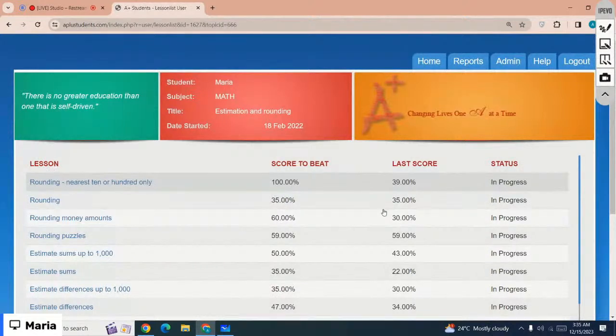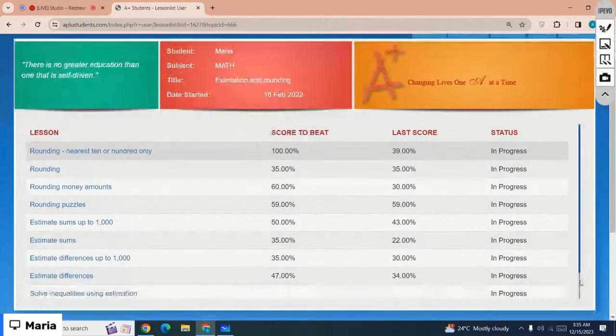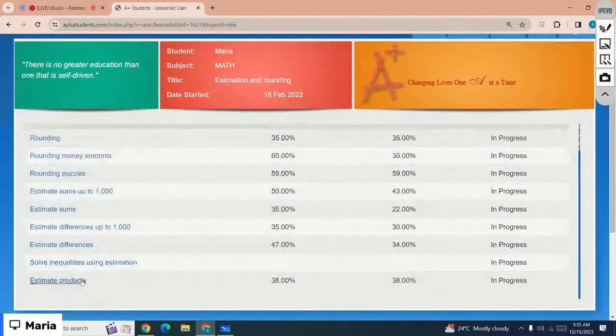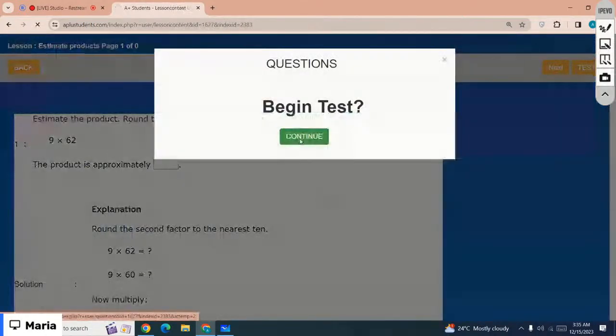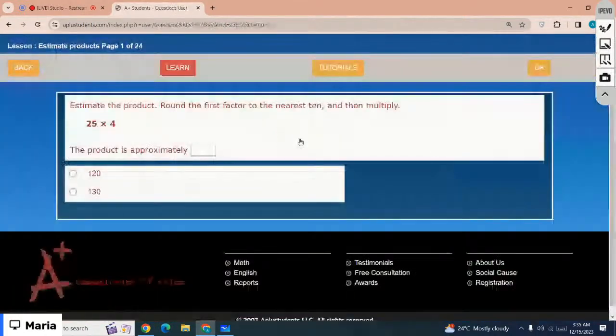Okay, let's just estimate the products now. You need to estimate the products exactly the same way we did the sums estimation, estimate sums and differences, right? Just estimate both the numbers first and then you need to find their product, right? The first example is estimate the product, round the first factor to the nearest 10 and then multiply. Only the first factor you need to round off, right? You have to multiply. So 25 times 4 equals. The first factor is 25, right?